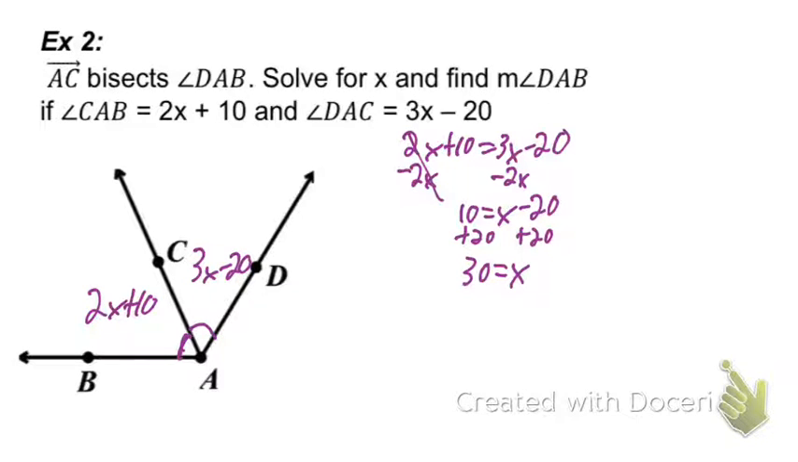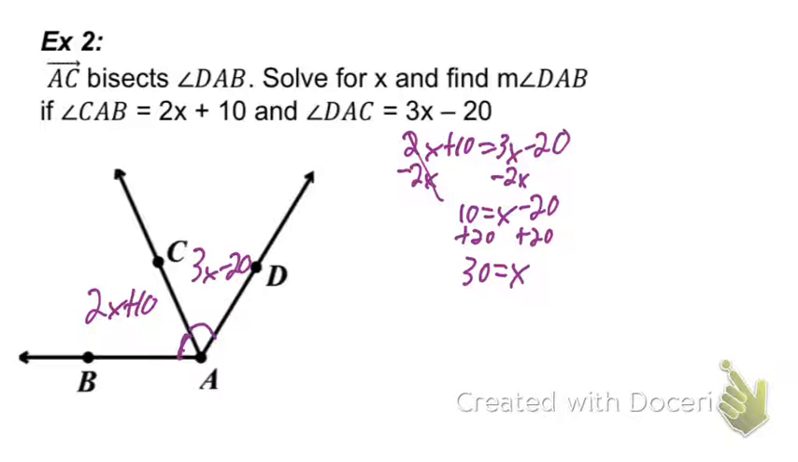So I did part of what I wanted. I wanted to solve for x. So now what I have to do is the other part. I need to plug it in to find the measure of angle DAB, the big angle. Okay. Now, we have a couple ways we can do this. We can plug it into one of the two angles that we're given, the 2x plus 10 or the 3x minus 20. We can plug it into one of them and double it. Or we can plug it into both and add them together.